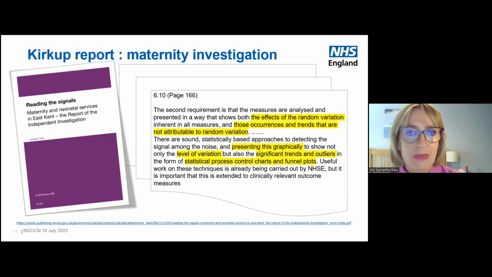The thing that I was pleased to see as a key recommendation is that there is now an expectation that organisations in England use statistical process control to present their data and to understand what's happening. So how are they understanding the different types of variation that they're seeing? How are they reacting to that? There is a requirement now for people to start to use SPC charts and also funnel plot charts that I'm not going to cover today because we haven't got time. So this is a really good move in terms of the recognition that SPC really does add value to us.